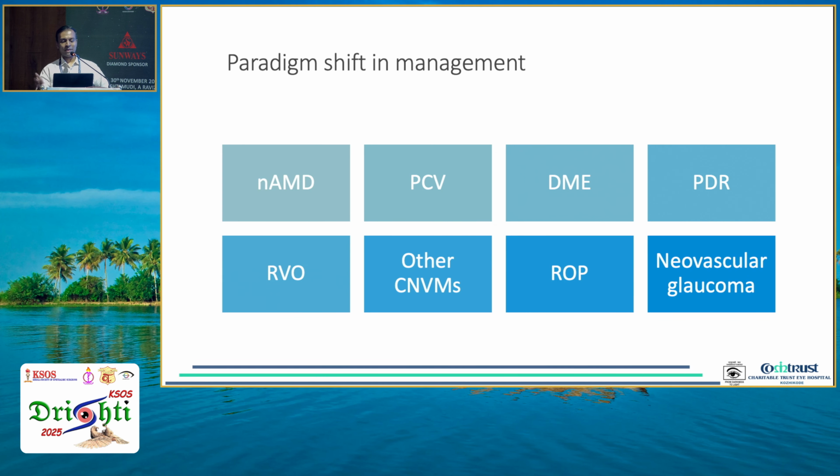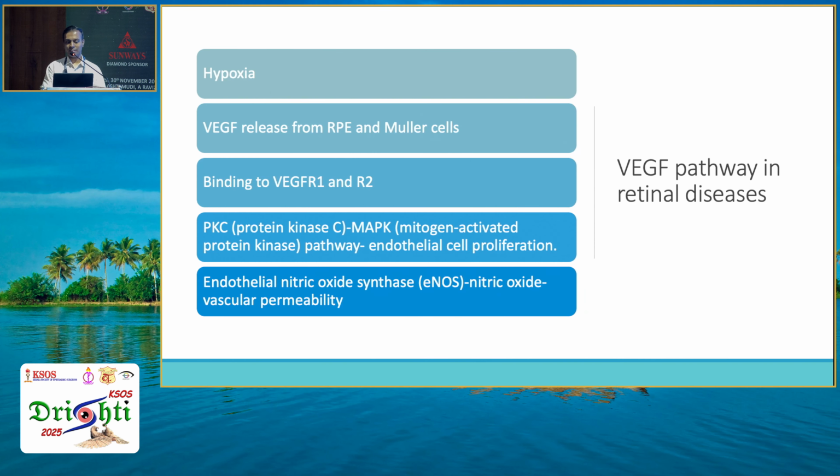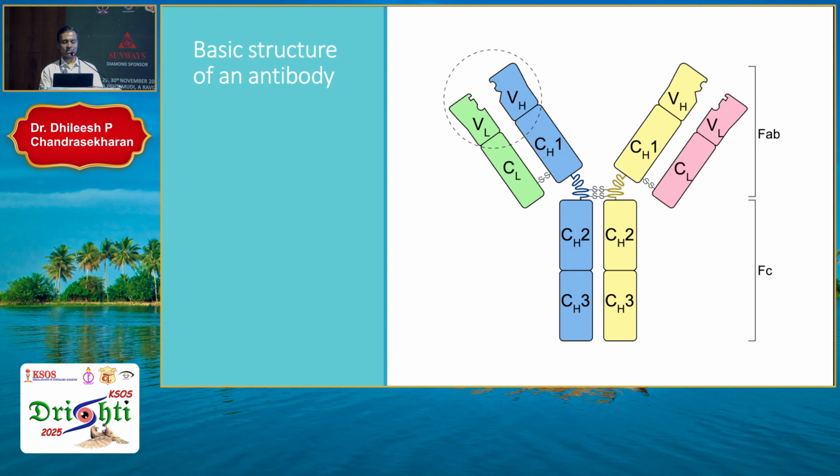There has been a paradigm shift in the management of all these diseases, from neovascular AMD at the end of the life cycle to ROP, thanks to these drugs. The common pathway that most of these drugs address is the VEGF pathway. It is the final common pathway for most of these diseases. Hypoxia sets in initially, which causes release of VEGF from the RPE and Muller cells, and these stimulate endothelial cell proliferation and vascular permeability through these pathways, as we can see.